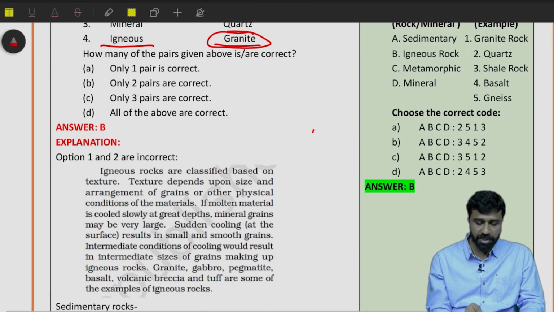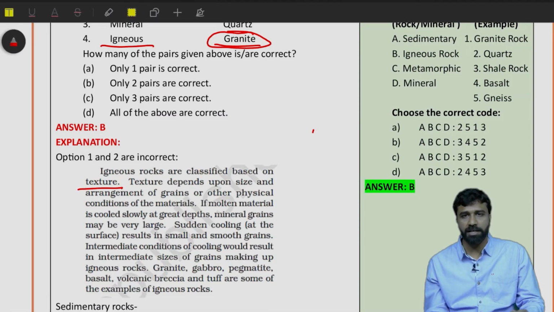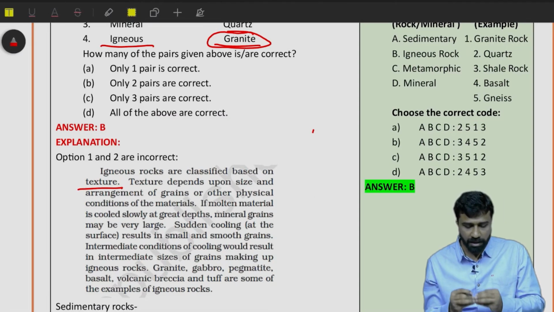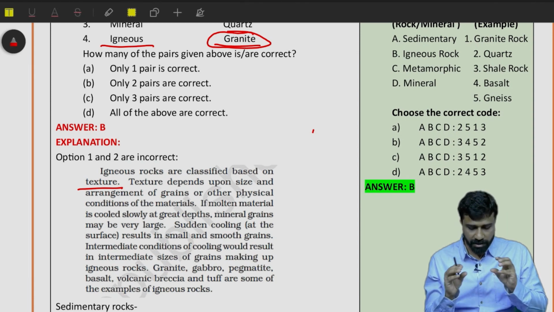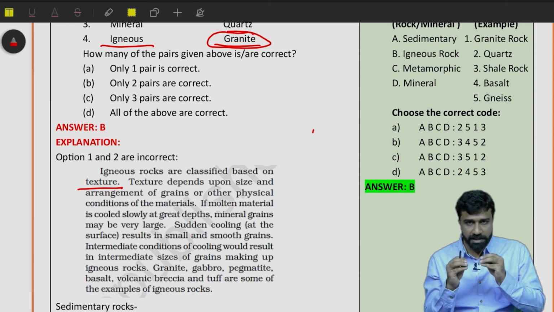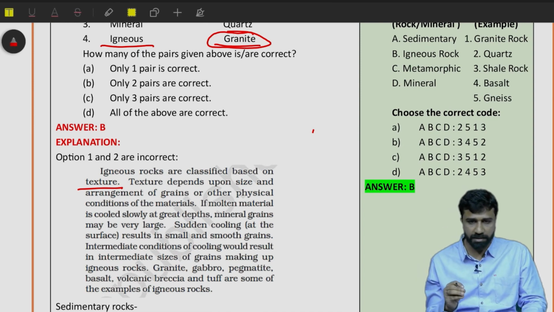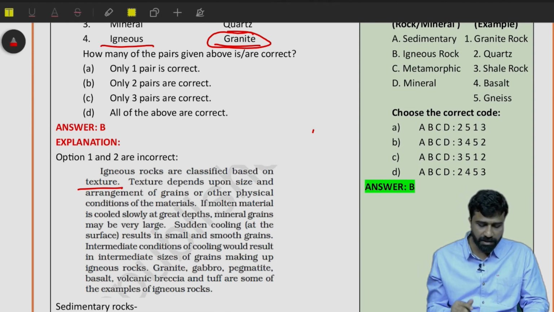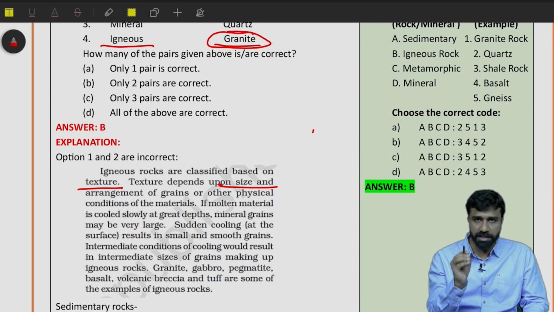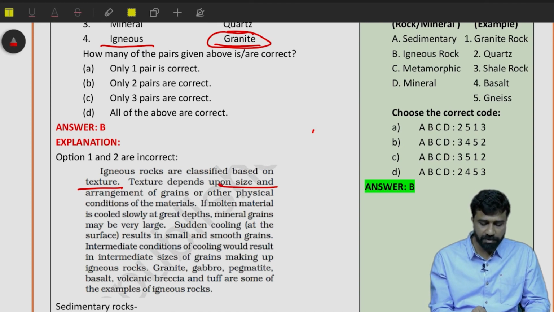And igneous rocks are basically classified based on their texture. Texture means the grains which are arranged in a particular structure or order. Based on the structure of the grains that form these igneous rocks, we find the texture of the igneous rock. Texture actually depends simply on the size and also the arrangement of the grains.